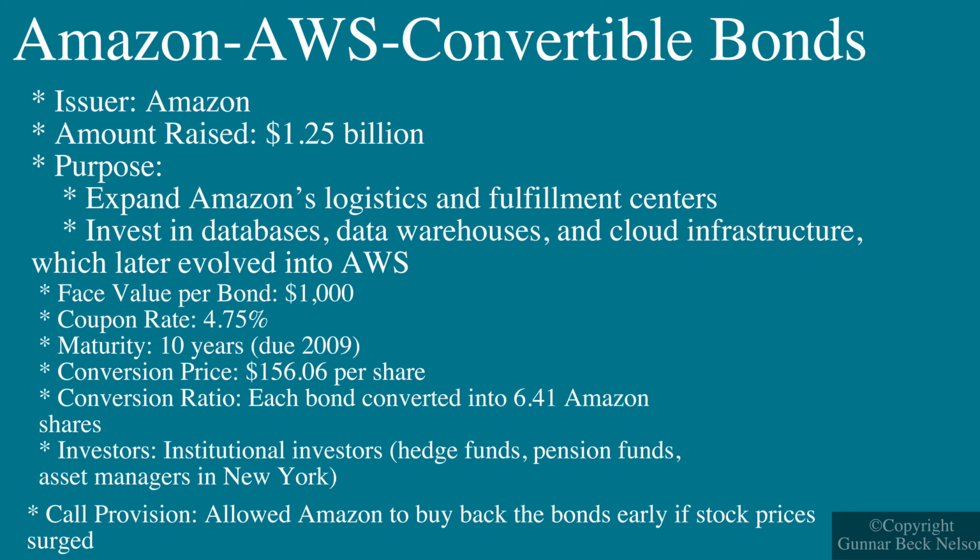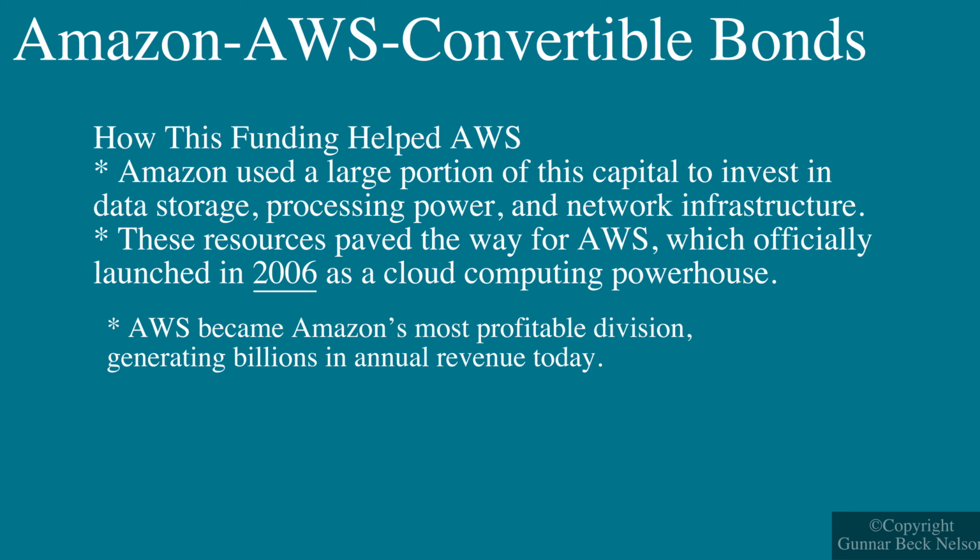The offering was initially set at $500 million, but due to strong investor demand during the time period, it was increased to $1.25 billion. The notes were sold to qualified institutional buyers in a private placement under Rule 144A and Regulation D of the Securities Act of 1933. Amazon's 1999 convertible bond issuance indicated the birth of AWS. After the whole structure between the amount raised and what the capital was actually used for, aside from databases, warehouses, and logistics, they ultimately expanded to create AWS, and AWS became Amazon's most profitable division, generating billions in annual revenue today.